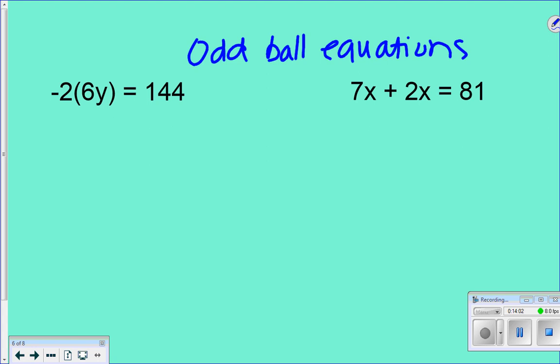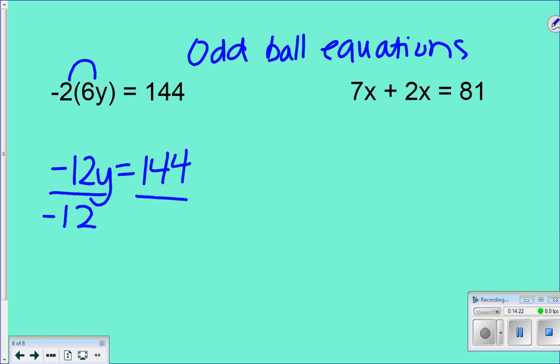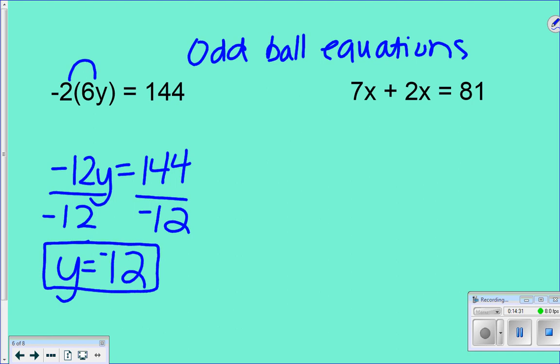I have -2(6y) equals 144. What do I need to do before I solve? Nope. I'm going to multiply this times this. -12y equals 144. And then I can solve by just dividing like I was doing before. I should get -12. Thank you. Okay, so you see what I did? First you multiply, and then you can solve.